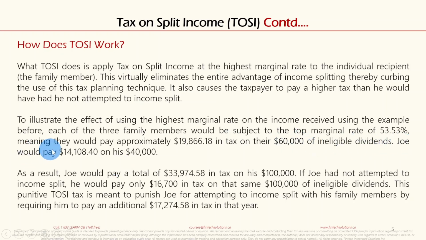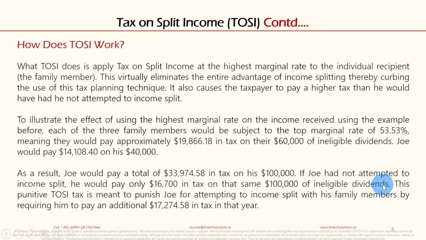Joe himself would also pay $14,108.40 on his $40,000. So basically, that's what tax on split income would do. Not only will they have to pay more tax, but they'll be punished for using this technique of splitting the income. As a result, Joe would pay a total of $33,974.58 in tax on his $100,000. If Joe had not attempted to income split, he would pay only $16,700 in tax on that same $100,000 of ineligible dividends.